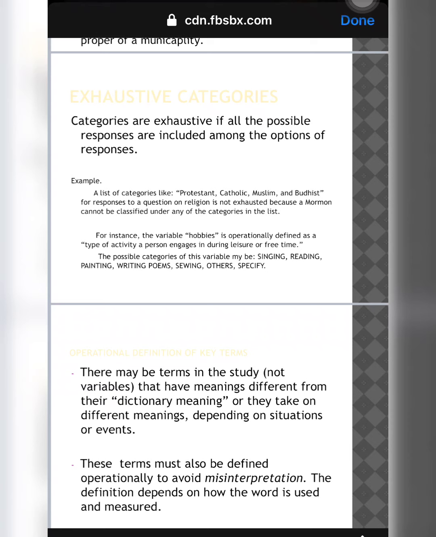So, for instance, the variable hobbies. This refers to an activity that people do during their leisure or free time. The possible categories of this variable may be singing, reading, painting, writing poems, sewing, others specify.